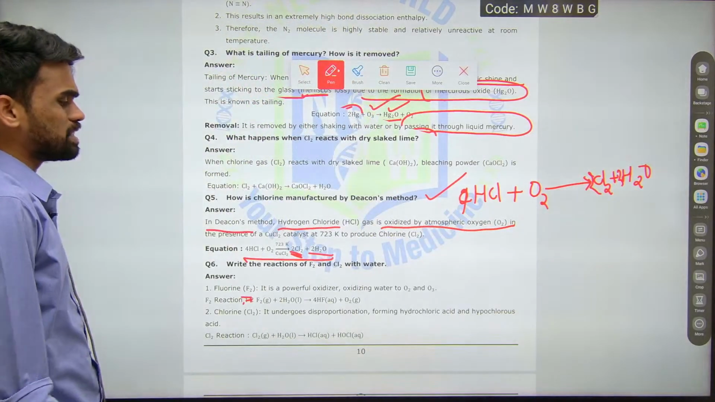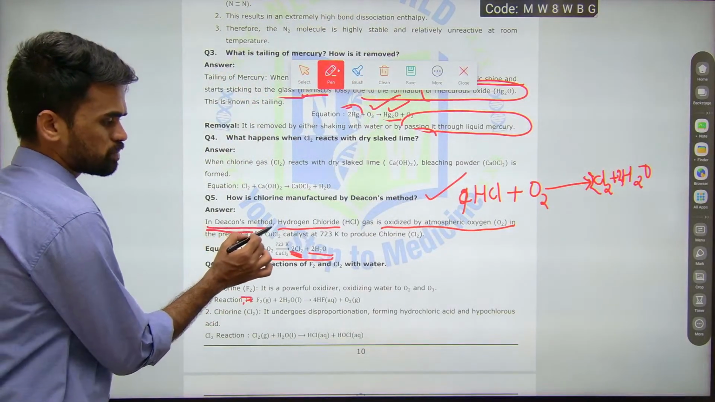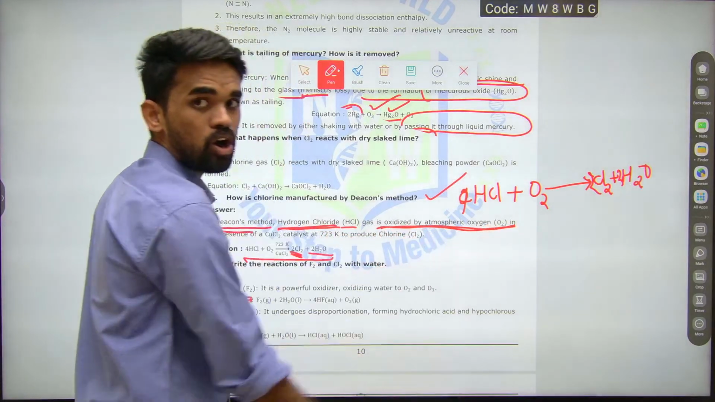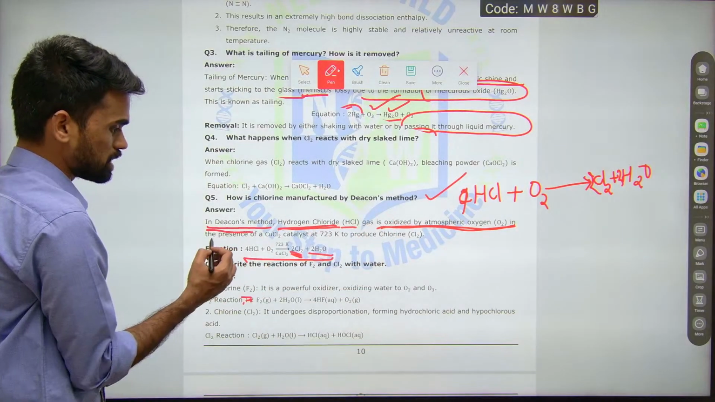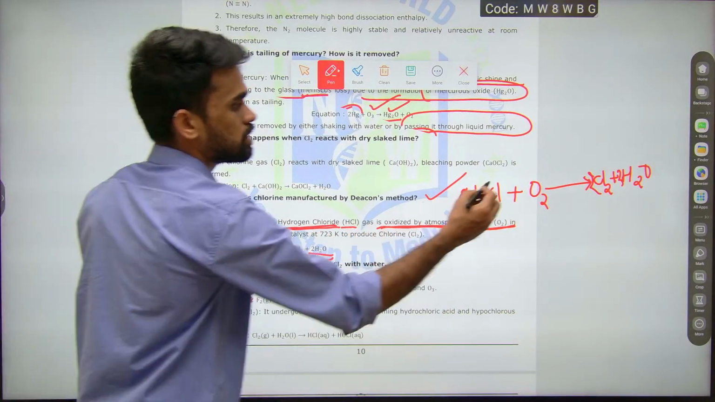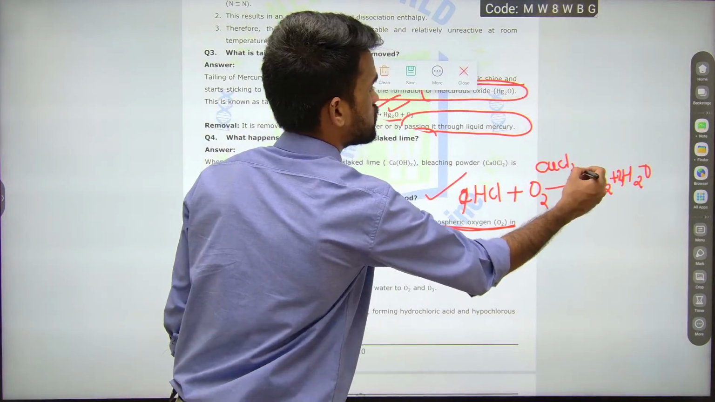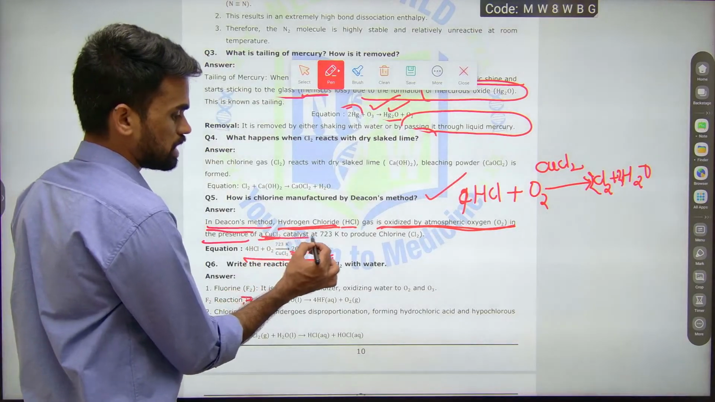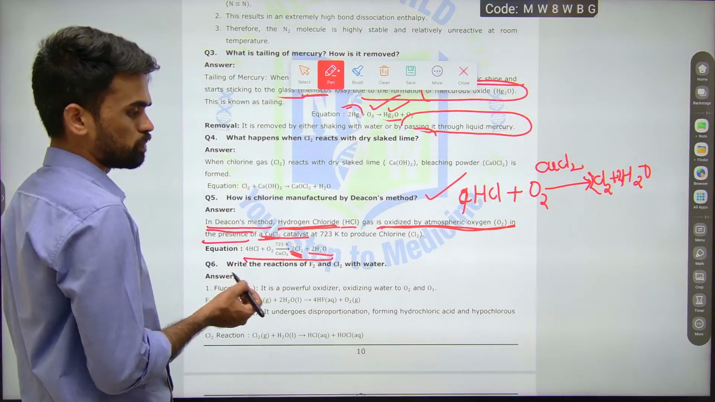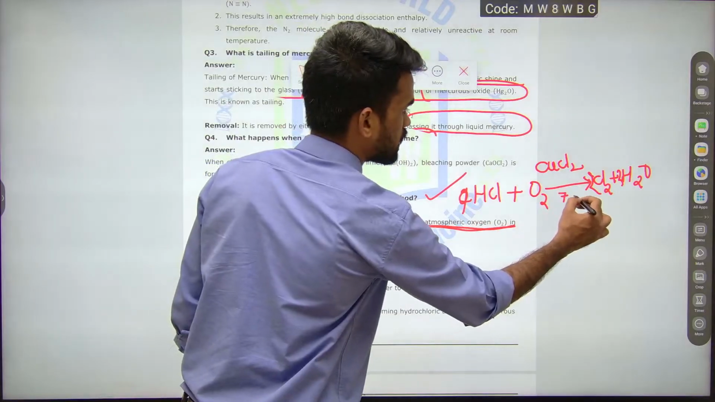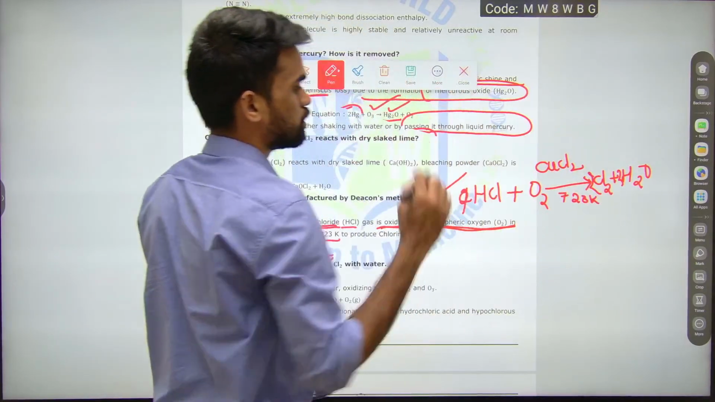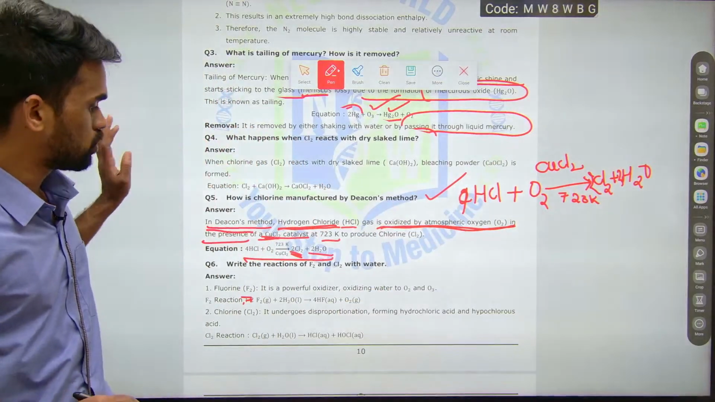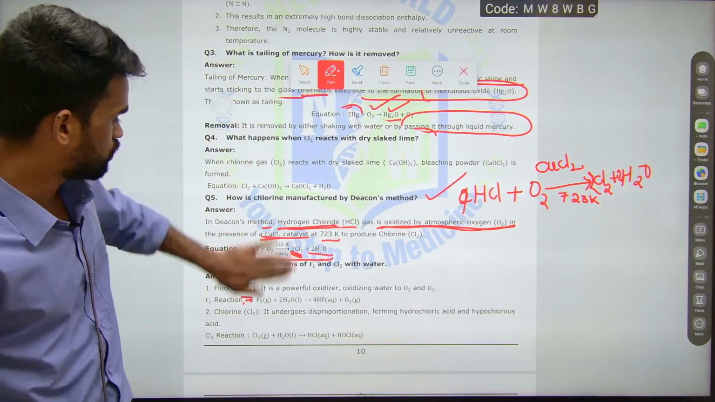Now what is the catalyst here? In the Deacon method, hydrogen chloride HCl is oxidized by atmospheric oxygen in the presence of the catalyst CuCl2. What is the catalyst used? CuCl2. This is the thing you need to mention. And what is the temperature that should be maintained? 723 Kelvin is the temperature to be maintained for production of chlorine gas. Okay, so this is how you need to do. Then next we'll move forward.